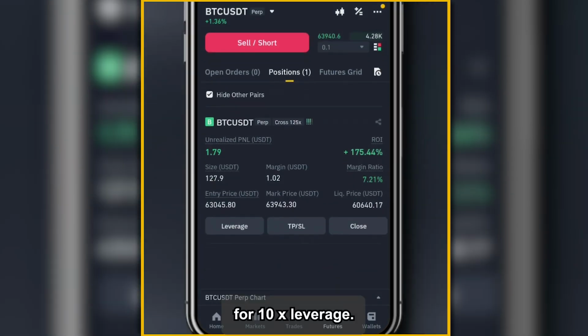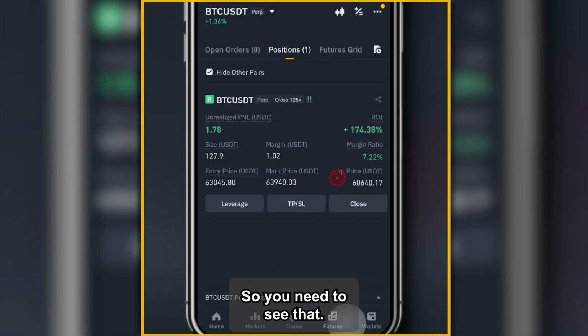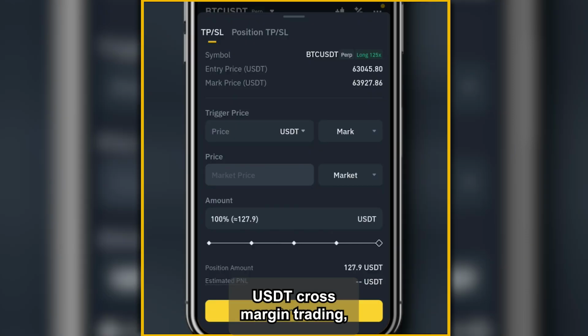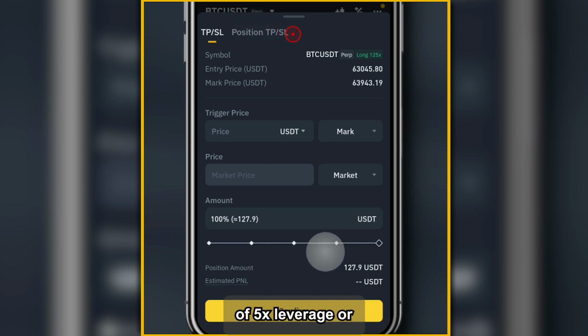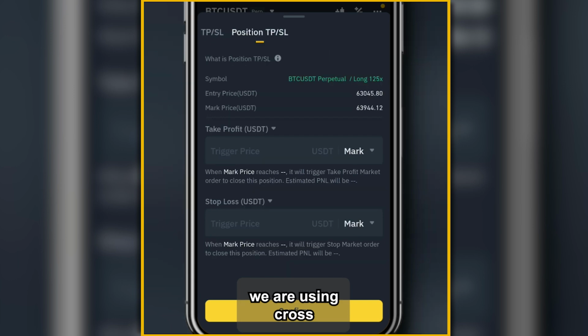I have some for 10x leverage, so you need to see that. Now, for example, if we want to stick to our BNB USDT cross-margin trading, you can see right here we have cross-margin and we have 3x, so that is something you can see. But what is the meaning of this 3x leverage, 5x leverage or 10x leverage? Now for this example, we are using cross-margin 3x leverage.